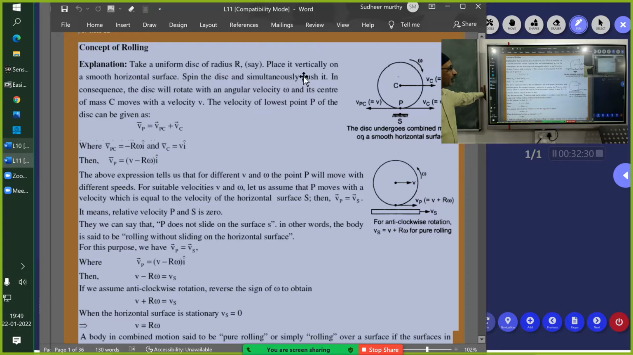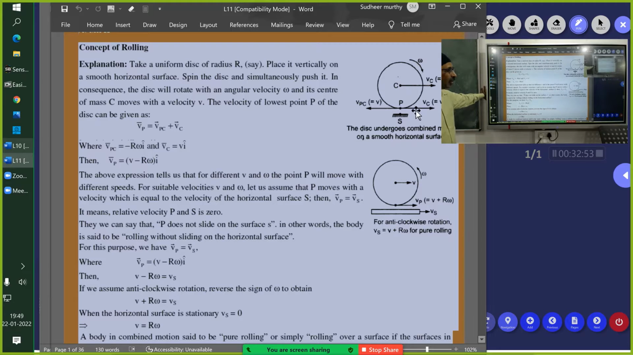Take a uniform disc, place it vertically on a smooth surface, spin the disc and simultaneously push it. In consequence, the disc will rotate with angular velocity omega. The velocity of the lowest point is going like this. Please try to understand, this is with regard to what is written here. That is, you are spinning and you are pushing. You remember, I started my journey like that.